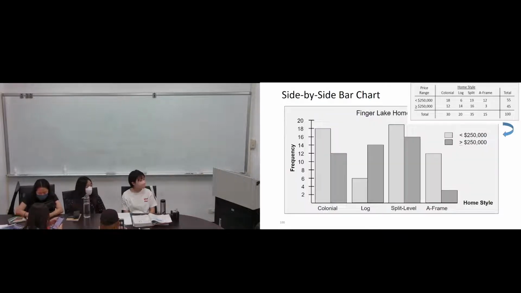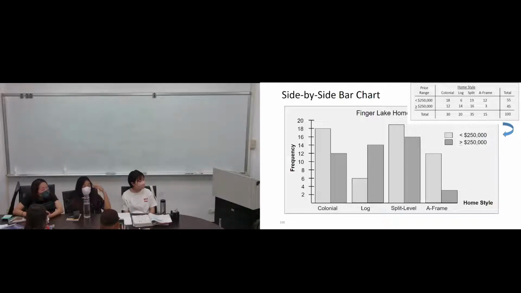Remember the home style example. There are 4 styles of home, and we just use $250,000 as the critical value. Some homes are priced below $250,000, and some of them are priced above $250,000. We can use the side-by-side bar chart for this.